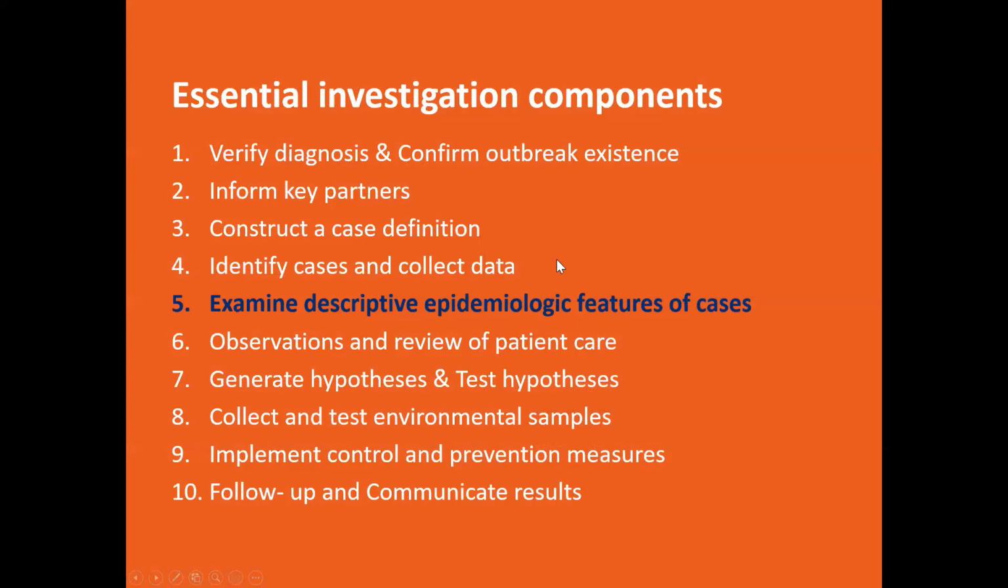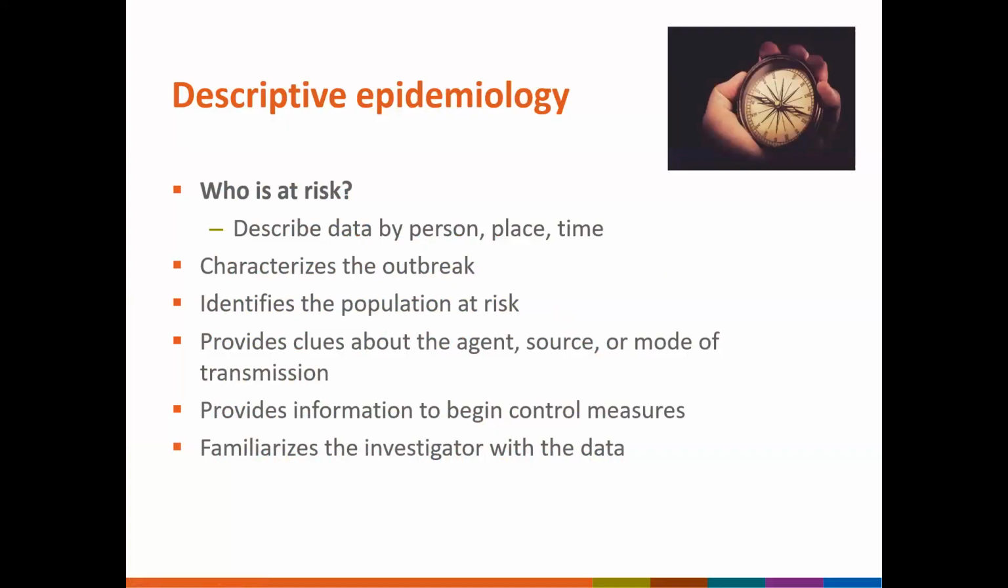The next step in outbreak investigation is examining descriptive epidemiological features of cases. Once you have collected the data, you will do the descriptive epidemiology. You will try to find who is at risk, and describe the data by person, place, and time. Who is getting infected, where they got infected, and at which time they got infected. This will give you a clue about the incubation period and things like that. It also characterizes the outbreak, identifies the population at risk, provides clues about the agent, source, or mode of transmission, provides information to begin control measures, and familiarizes the investigator with the data you have collected.